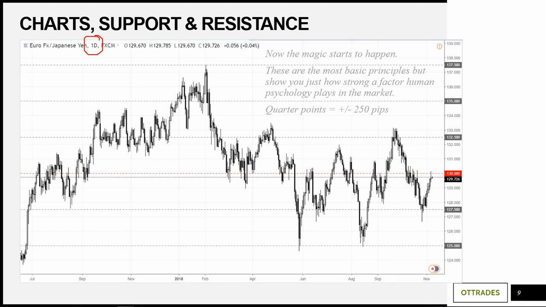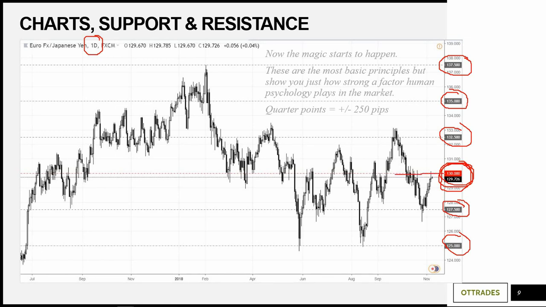So obviously determined by a bunch of humans, and human psychology clearly then plays a part in the market. So what I've drawn on here are quarter points. Now, as humans, we like nice round numbers. So I've drawn on quarter points here. So 135, 1375, 1325, 130, 1275, and 125. Now you can see nice round numbers, nice round quarter points, especially this 130 area here. And you can see price reacts.